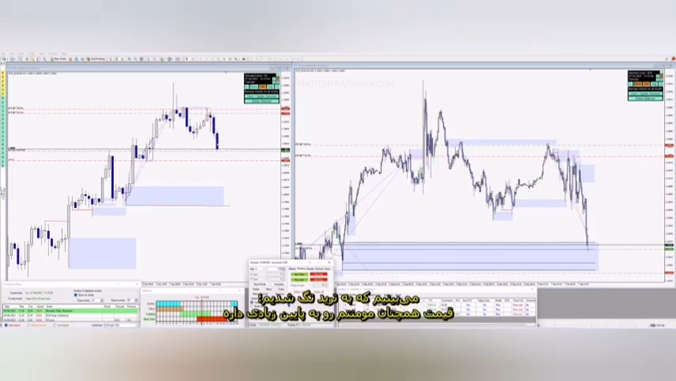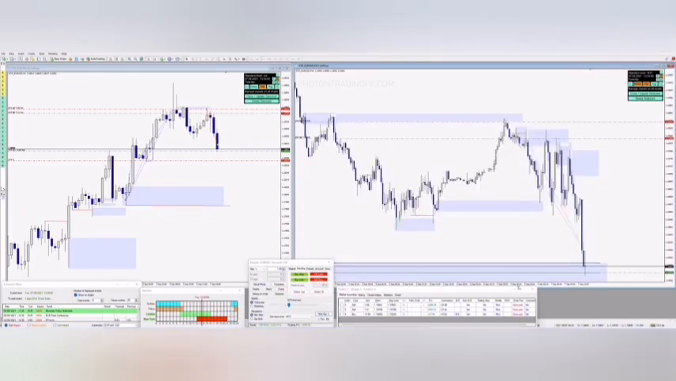So we've been tagged in. Coming down with a fair amount of momentum. We have these POIs to be aware of as well. All right, we have this buy to sell. Let's take the refined candle. So let's see how price reacts.